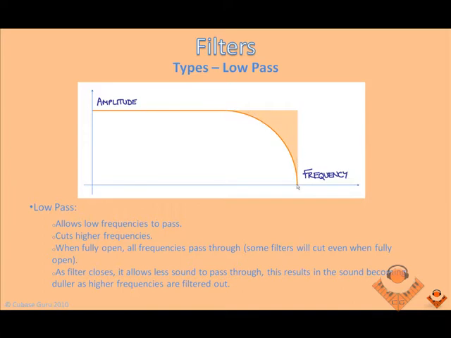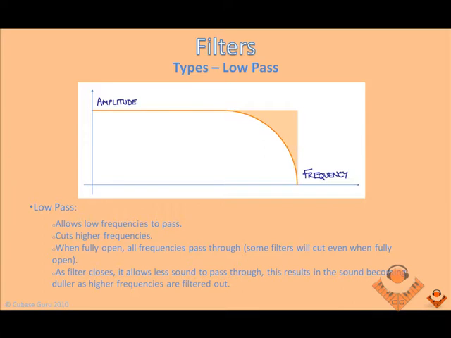Now, if I was to lower the low pass frequency by taking this section here and slowly moving it down, the white section would be getting smaller. It would eventually come all the way down here, only allowing the extreme low frequencies through and, of course, cutting all the high frequencies. So as you can see here, it cuts higher frequencies. When it's fully open, all frequencies pass through. Some filters will actually still cut when fully open. They will be cutting a certain amount of frequencies out.